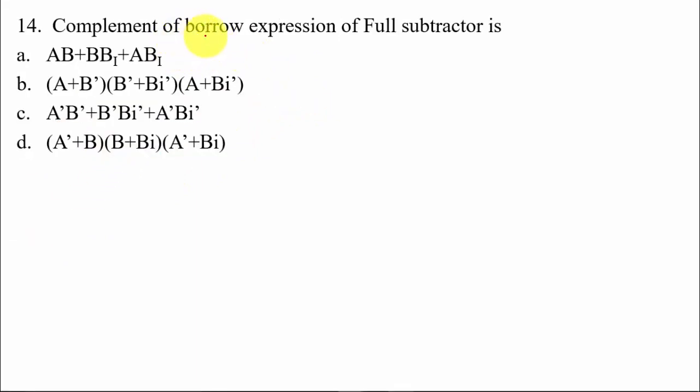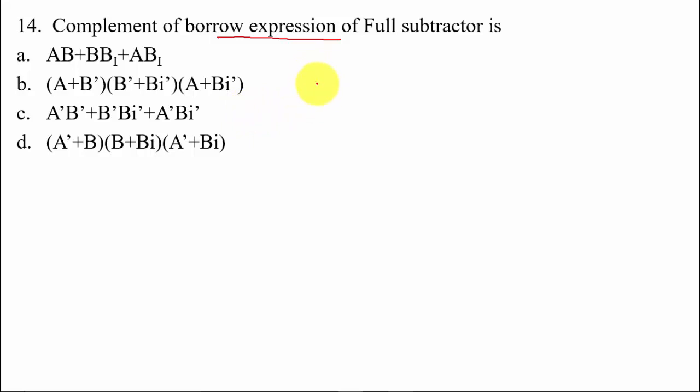Moving on to the next question, what they are telling is, what is the complement of the borrow expression of a full subtractor? So, in order to solve this problem, you should know what is the borrow expression in the case of a full subtractor. Next, you have to take the dual of the function. Later, you have to take the complement of the function, nothing but you have to complement each literal. So, what does the borrow expression mean?